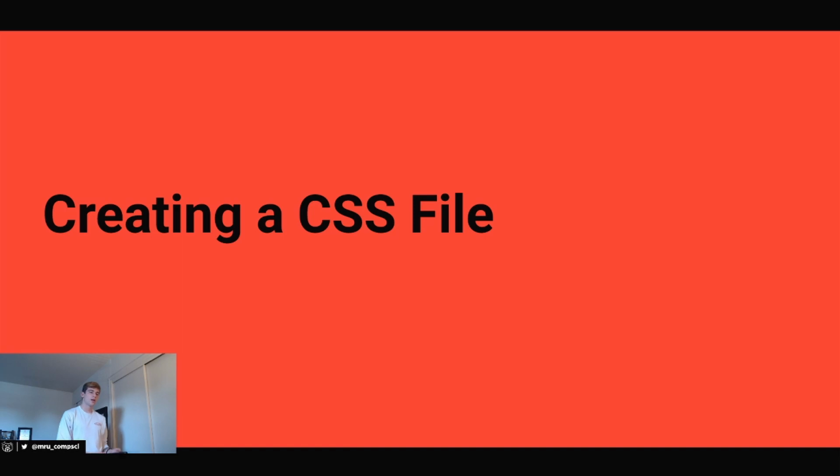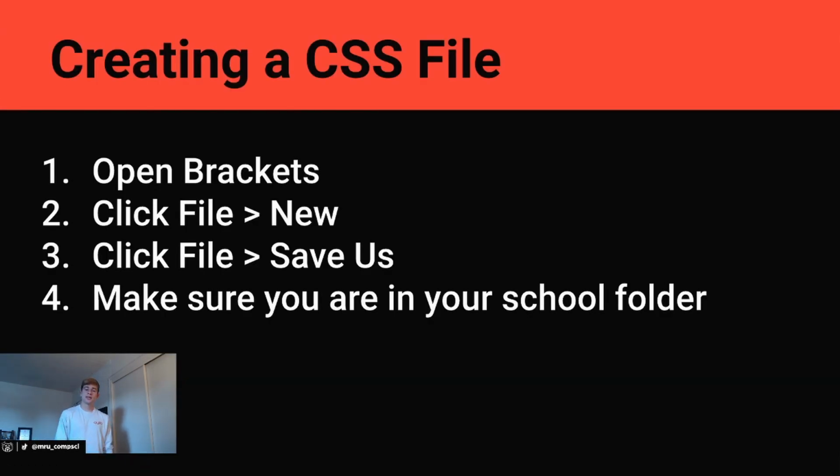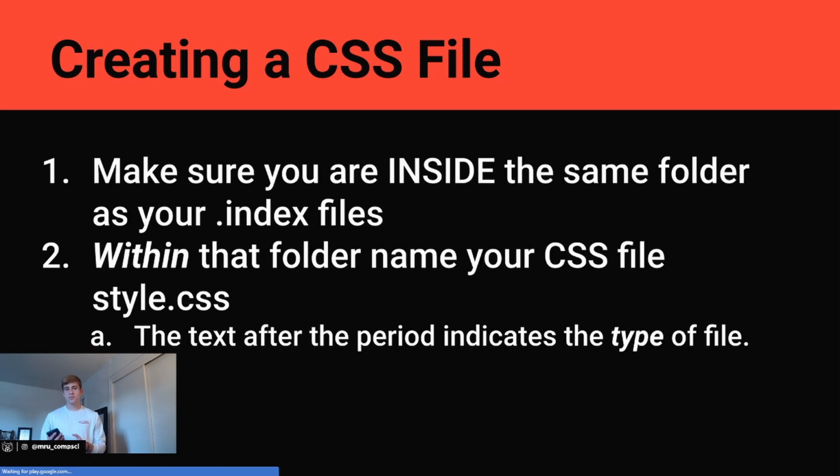So creating a CSS file. Remember, our basic web file is .html. To do that with a CSS file, we open Brackets, click File, click New, and again click File, Save As, navigate to the school folder or your web design folder, and make sure you are inside the same folder as your index.html file. In that folder, name your CSS file style.css.